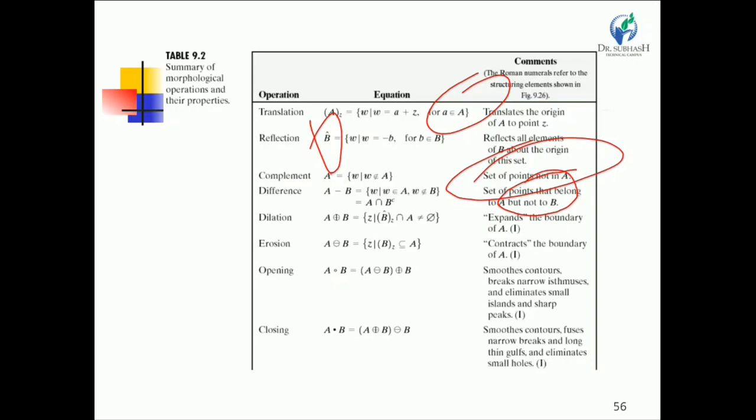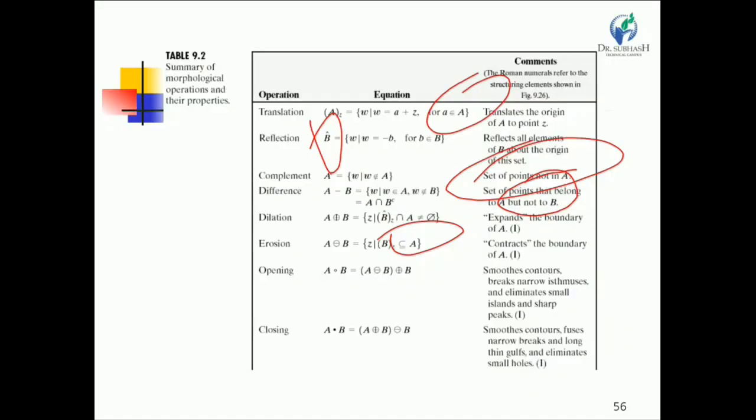Now the fifth operation is dilation, A dilation B, so Z, where the complement of Z intersect with A is not phi. It expands the boundary of A. Erosion, A erosion B, can be represented with Z, where B of Z is a subset of A, and it contains the boundaries.